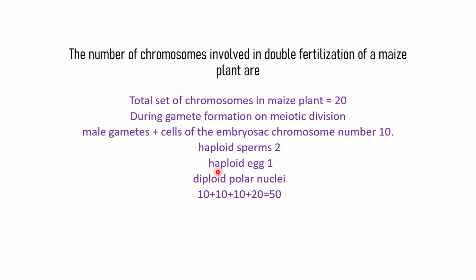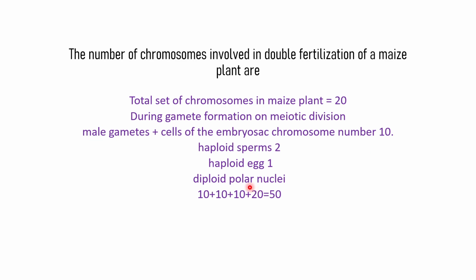They include a haploid egg, then diploid polar nuclei and haploid sperms. Of the two male gametes, one will fuse with the egg to form zygote, which is diploid, and the other male gamete will fuse with the diploid polar nuclei, and that is how it is 3n. 2n plus 3n is 5n. We know the value of n is 10. So we can just multiply 5 into 10, 50 chromosomes total.